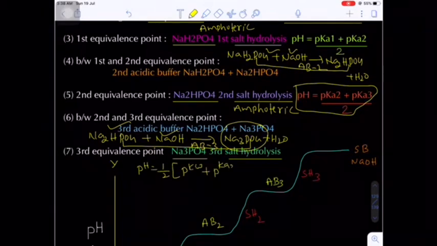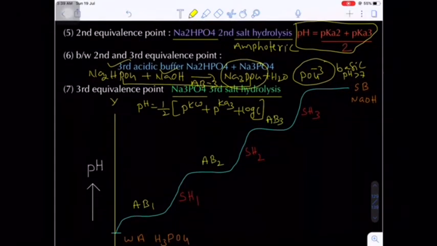Now in the salt hydrolysis, how to find the pH of a solution? pH is equal to half into (pKw plus pKa3 plus log of C), C being the salt concentration. So here the phosphate ion will undergo anionic hydrolysis. In anionic hydrolysis, the aqueous nature of the solution will be basic and the pH value greater than 7. Are you getting my point?